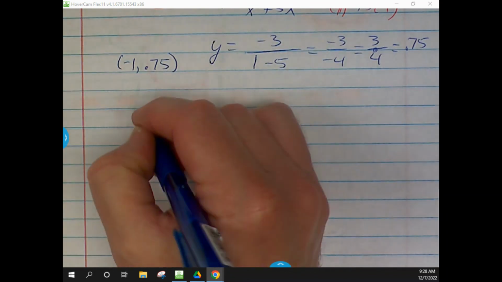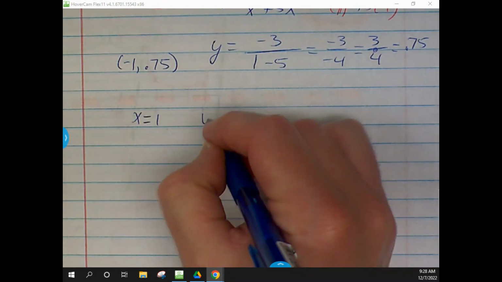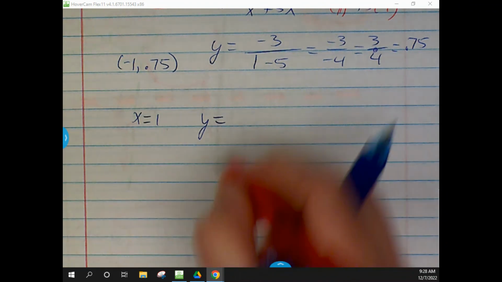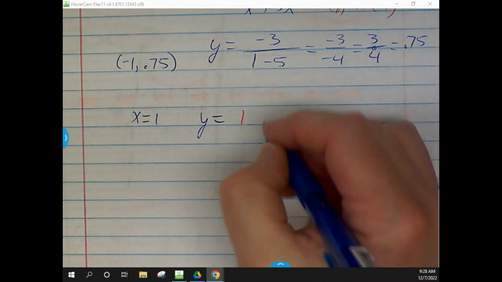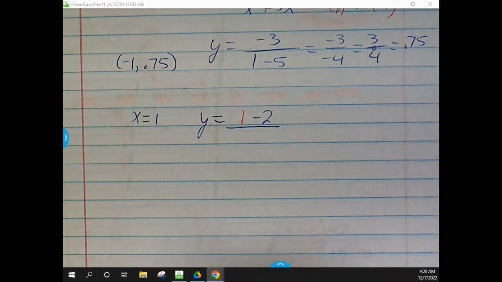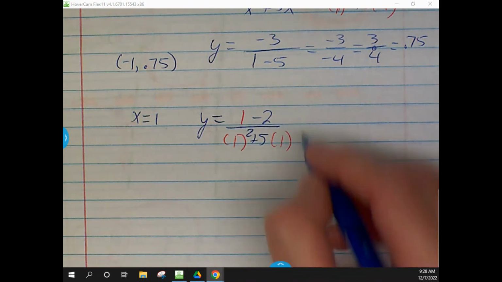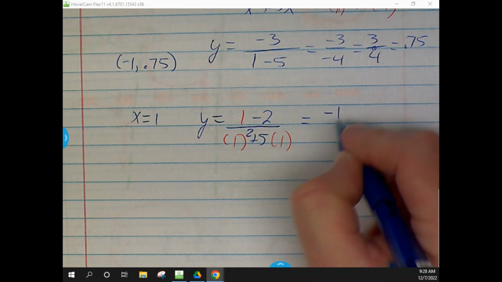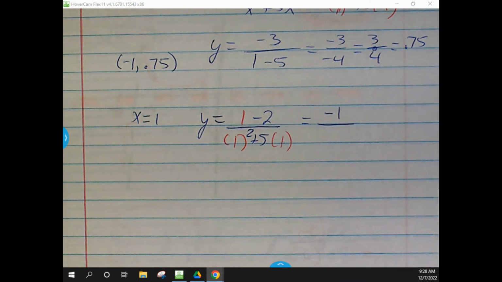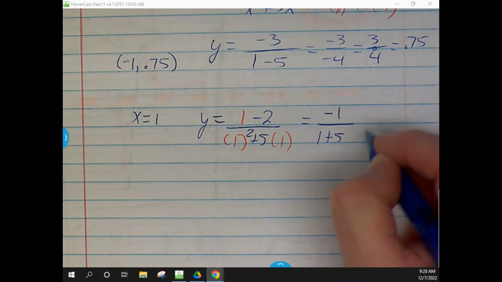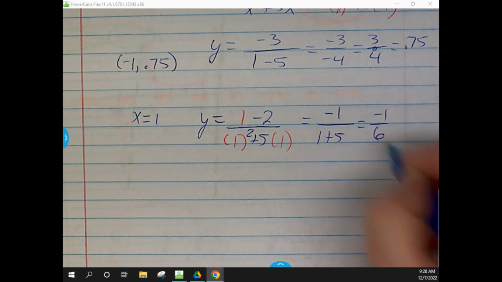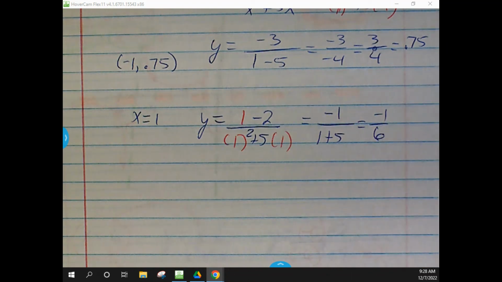All right. So x equals 1. We're going to do y equals 1 minus 2 over 1 squared plus 5 times 1. Negative 1 on top, 1 plus 5 on the bottom. So that's negative 1/6.